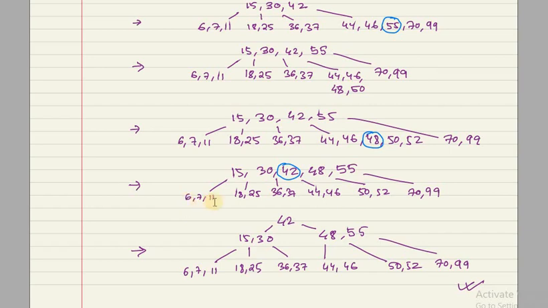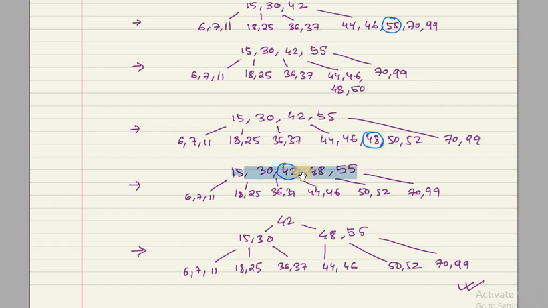Like we have 6, 7, 11, 15, 18, 25, 30, 36, 37, 40, 42, 44, 46, everything is in ascending order. Everything looks fine here, but the only problem that we have is that the root node can have a maximum of 4 elements, but now we have 5 elements. So what do we do?